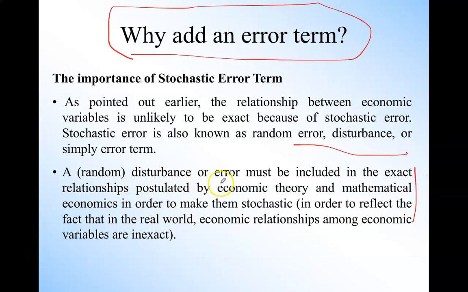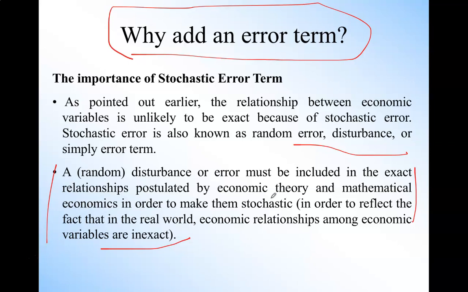Because a disturbance or error term must be included in the exact relationship postulated by economic theory and mathematical economics in order to make them stochastic, in order to reflect the real world. Economic relationships are inexact. There's a lot of uncertainty. There's a lot of things happening. Shocks happen, like this pandemic. It's been going on for a year. How is the impact? By now maybe a lot of journal articles have estimates. The word used is estimate the impact of the pandemic crisis towards certain sectors and so on, right?